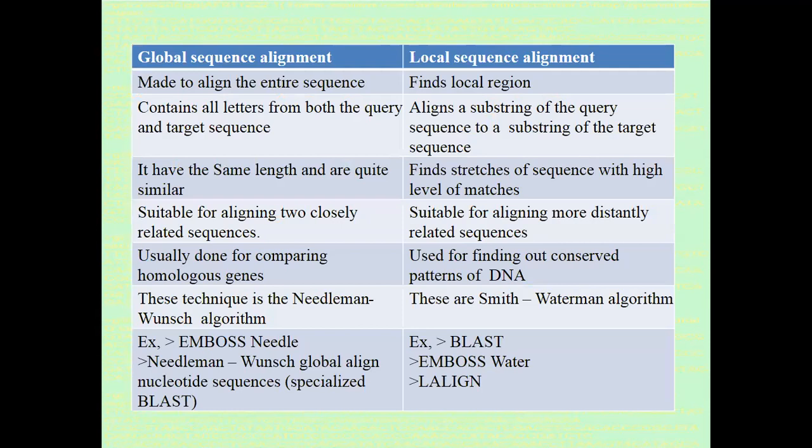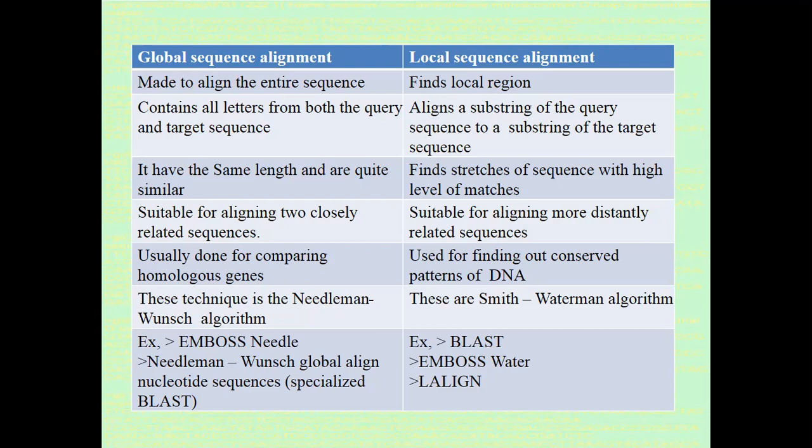Here we have some comparison of global sequence alignment and local sequence alignment. Global sequence alignment is made to align the whole sequences. However, local just gives specific regions. Global contains all letters from both the query sequence and target sequence. However, local alignment just has a specific portion. Global alignment should have similar lengths of both sequences. However, in local we don't have this type of limitation.